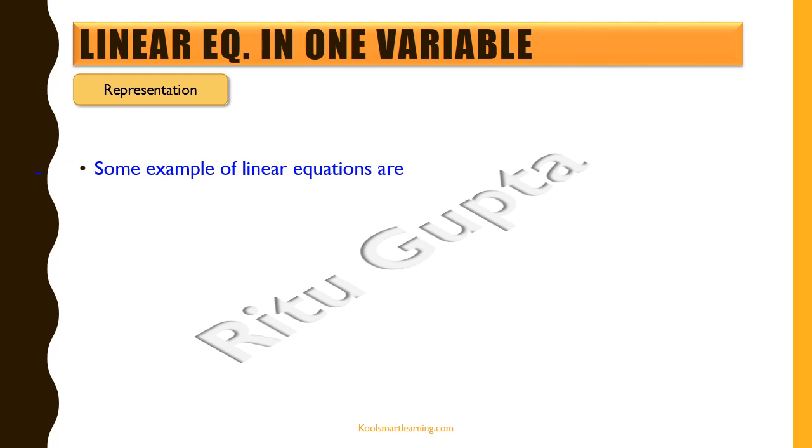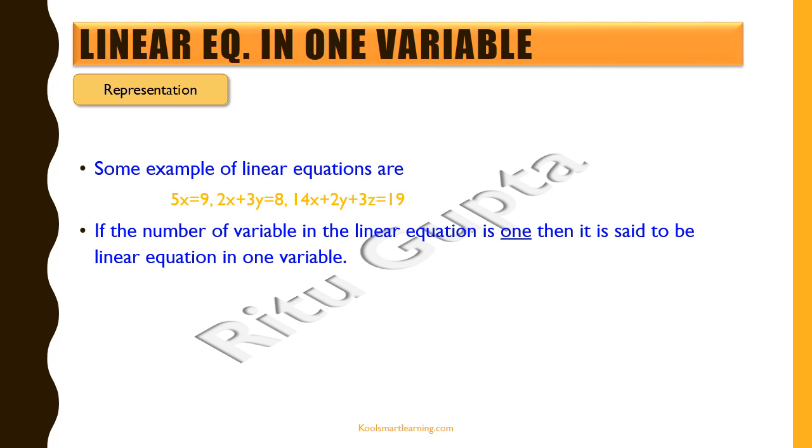So let's see the representation of linear equations. Some examples of linear equations are 5x is equal to 9, 2x plus 3y equal to 8, 14x plus 2y plus 3z is equal to 9. And these are just some of the examples. There could be many more. You could take any example with one or more variables and then you can form an equation like that.